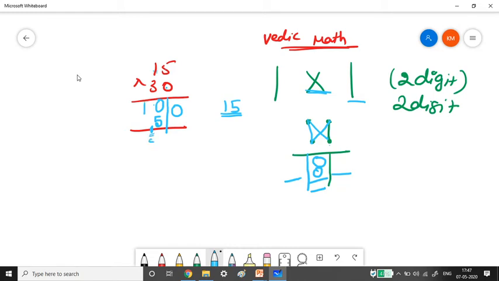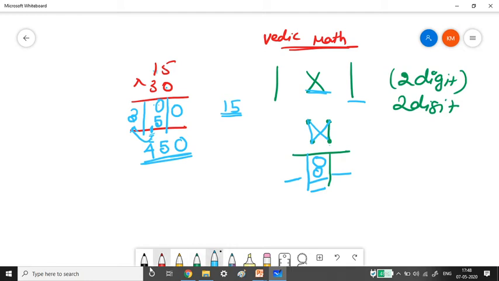Then draw a line and multiply the tens place numbers: 3 into 1 is 3. Now what is the answer here? 0 plus 15 is 15, where 1 is a carry, which you take to this side. So you can write 450. This is how you can multiply any 2-digit numbers.